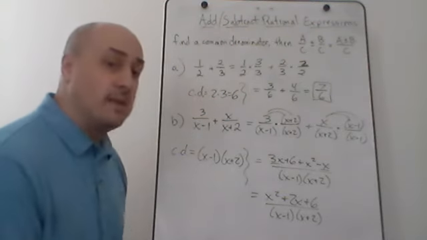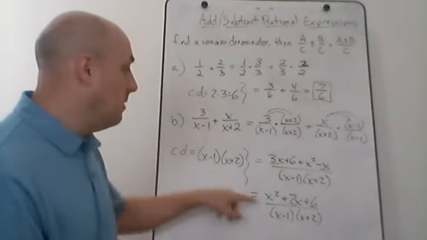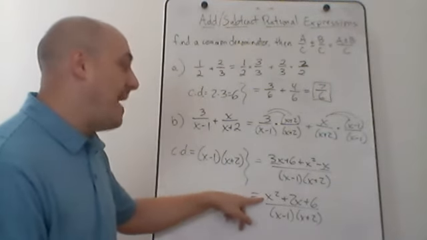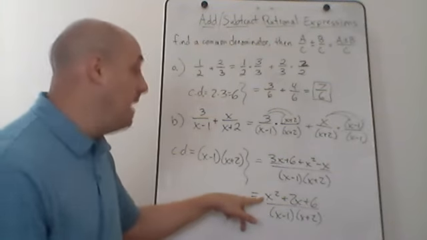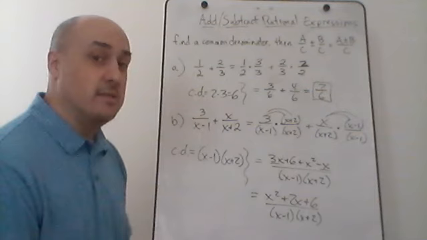And then I can combine like terms. And now what I want to do is see if I can simplify this some more. All right, I have an x squared plus 2x plus 6. Can I factor that? And if I can factor that, will any of those factors cancel out with the x minus 1 or the x plus 2 that's in the denominator?